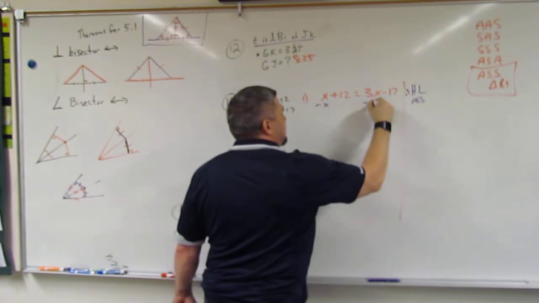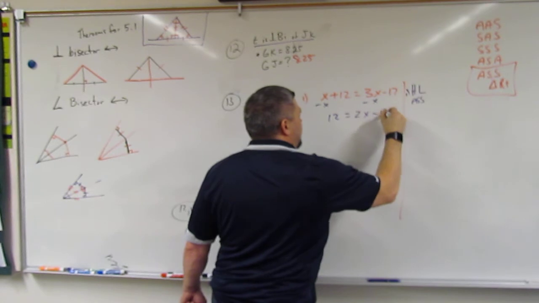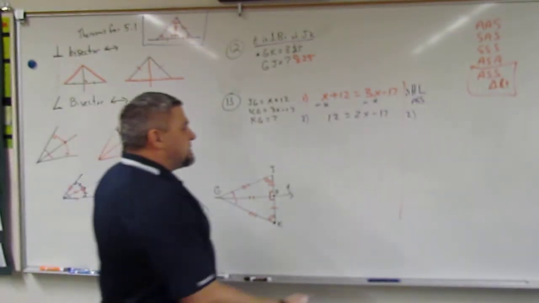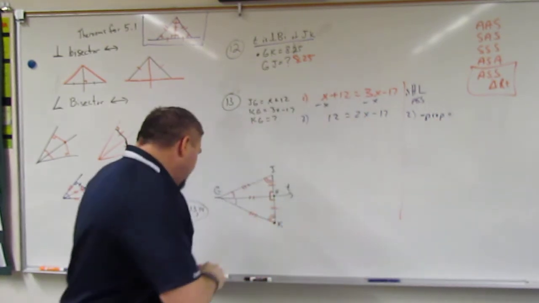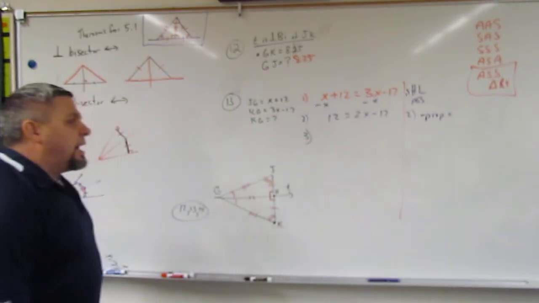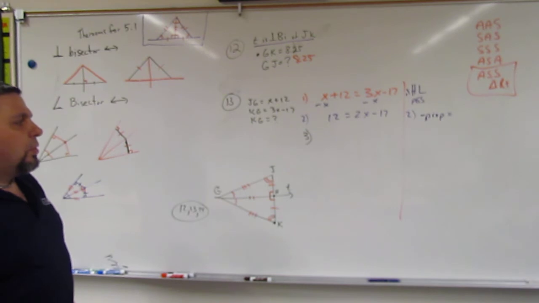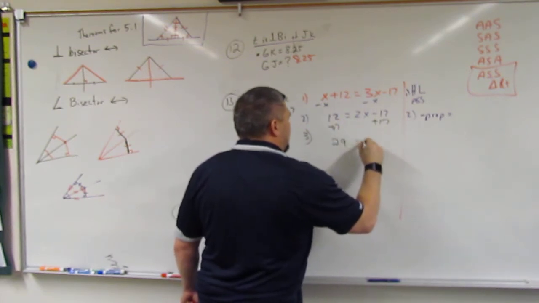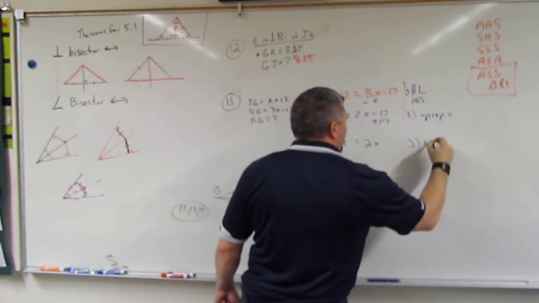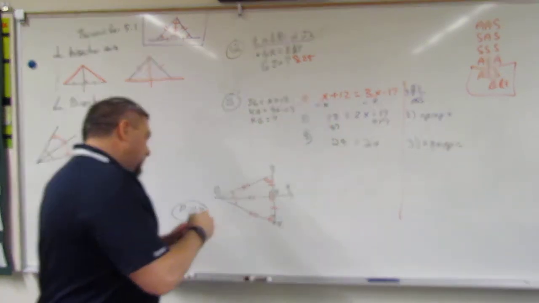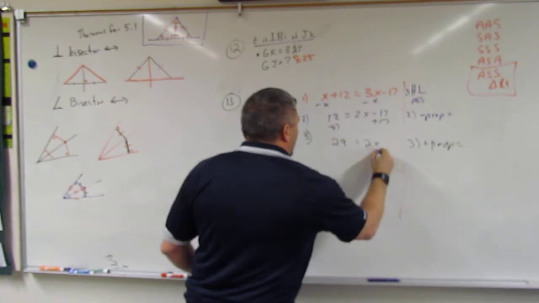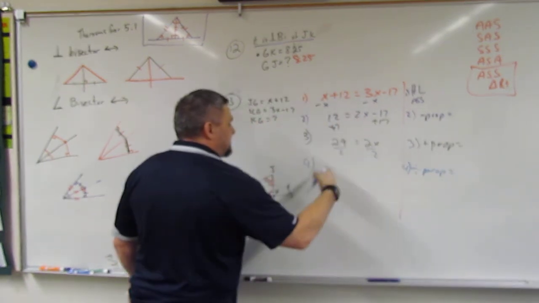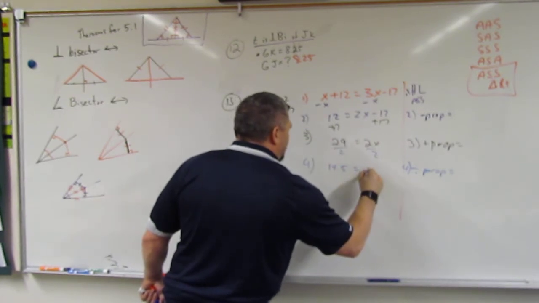That means I'm going to move my lowest x, and I got 12 is equal to 2x minus 17, okay, and that's the subtraction property of equality. Next, I have plus 17, so I have 29 is equal to 2x, okay, that's the addition property of equality. And then I have the division property of equality, meaning that this is going to be 14.5 is equal to x.